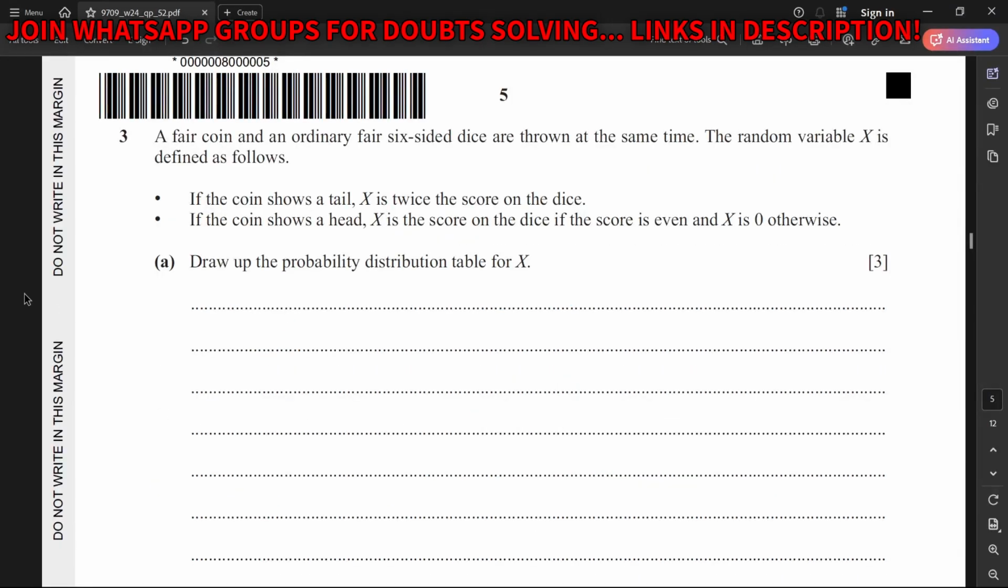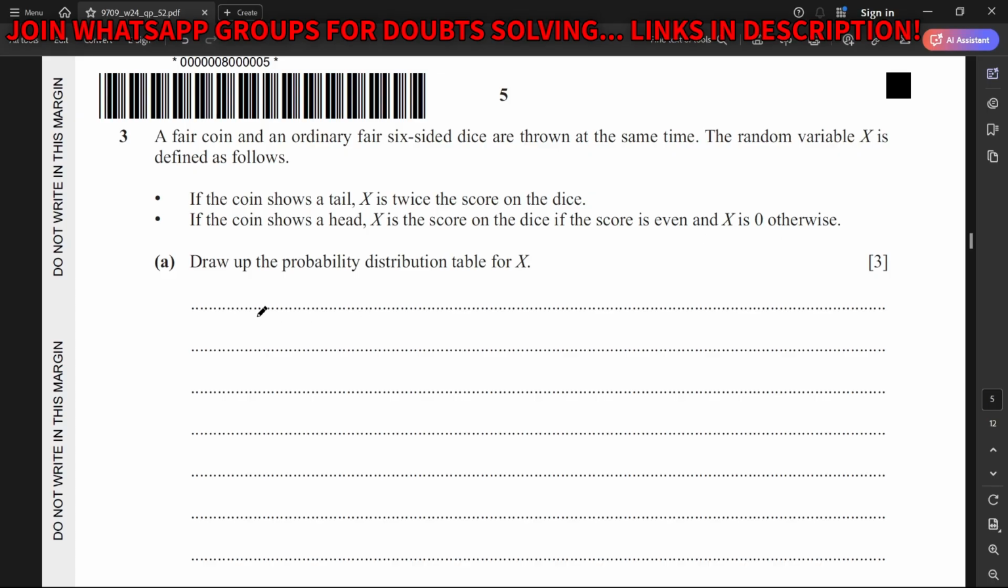Now for question 3, a fair coin and an ordinary fair 6-sided dice are thrown at the same time. The random variable x is defined as follows. If the coin shows a tail, x is twice the score that is present on the dice. If the coin shows a head, then x is the score on the dice if the score is even, or else x is 0 everywhere else.